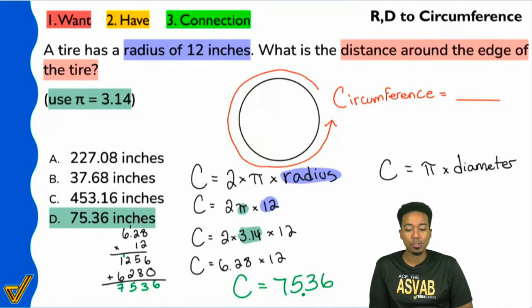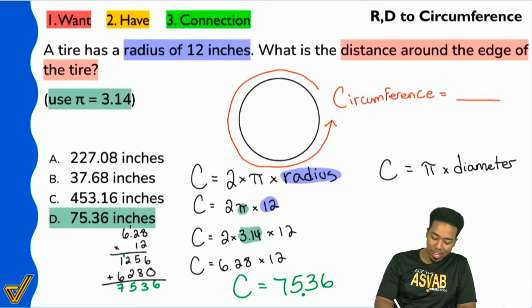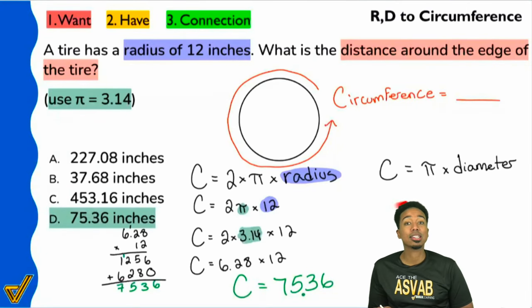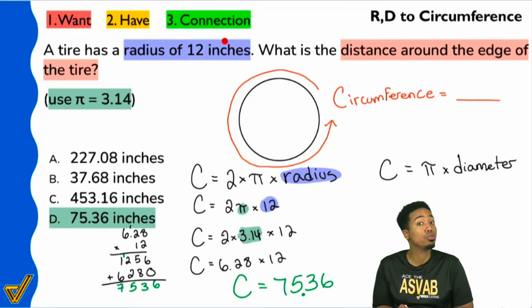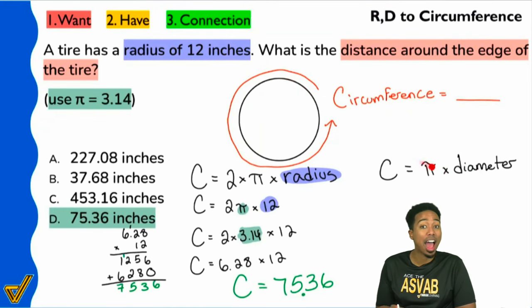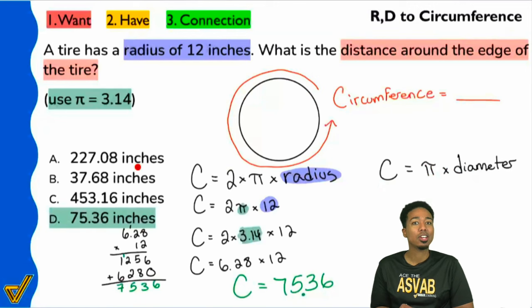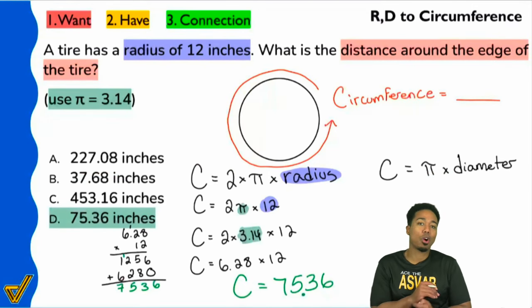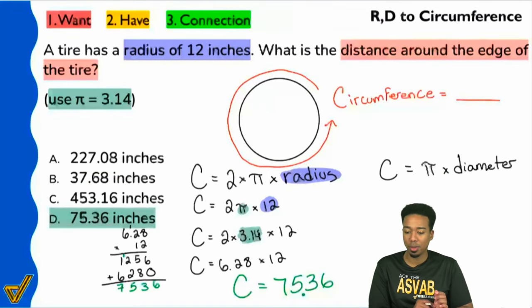So yeah, if you chose this second formula, the one that says circumference equals pi times the diameter, but you used the radius, notice that your answer is only going to be half of what the answer should be because you used half of the measurement that you should have put in. If you chose B, that means you used this formula here, and you got the wrong answer because you used the wrong formula.